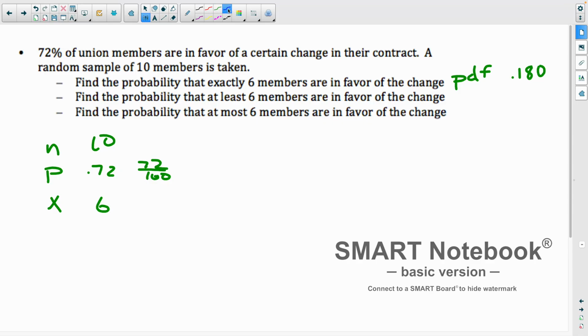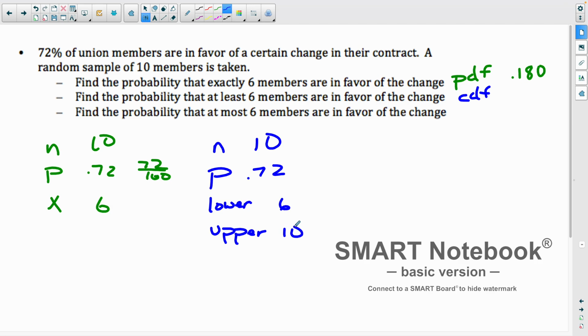Next, what am I going to use on the next one? At least 6 members are in favor, so that's a CDF. N is still 10, P is still 0.72, my lower is 6 and my upper is 10. If you're doing a problem like this for homework and you don't have a calculator, you can set it up like this and put it in the calculator when you get back to class. This gives me a result of what?